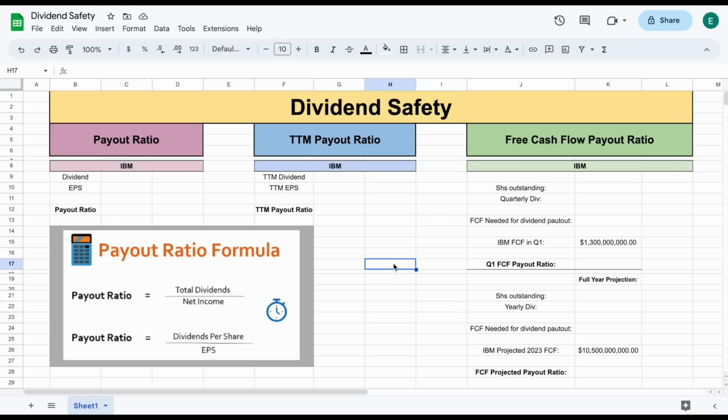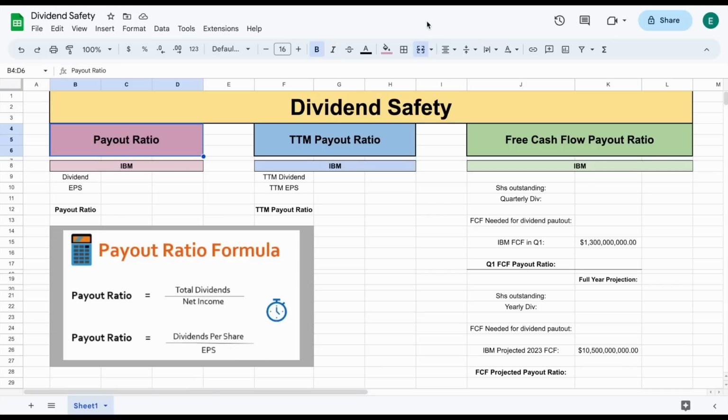And to start out, we are going to be keeping it simple. We're going to be looking at the payout ratio. The payout ratio is fairly simple. You can see there's two different formulas. We have payout ratio is equal to total dividends divided by net income, or an easier way to look at it, in my opinion, is going to be the dividends per share divided by the earnings per share.